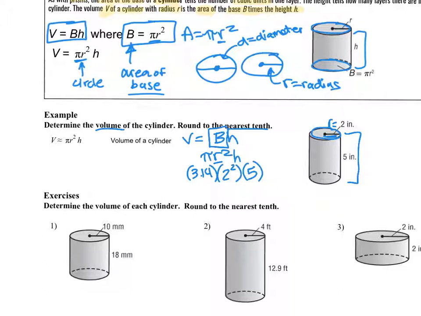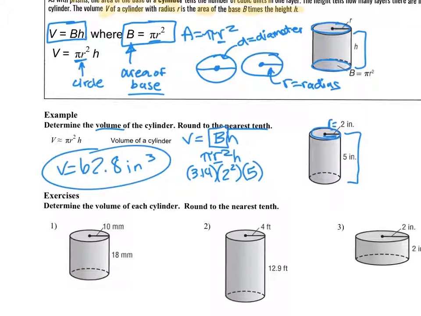When we type that into the calculator, you're just multiplying it all together. So 3.14 times 2 squared times 5 is 62.8 inches cubed. Anytime we're talking about volume, we're going to cube it. Area, we squared it. Volume, we're going to cube it.